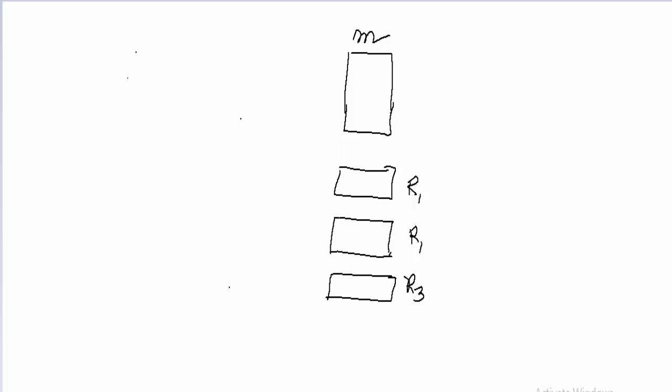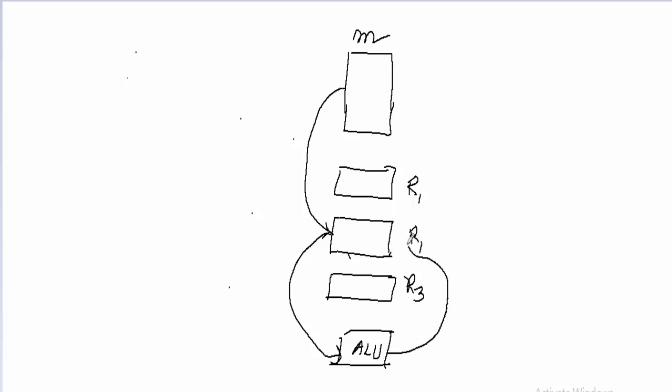And there will be one unit called the arithmetic logic unit in the system, which will perform the arithmetic and logical operations. Now our main purpose is to move the data from memory to register, and then from register to the arithmetic logic unit. After performing that logical or arithmetic operation, we have to put the data back into the register, and from the register into the memory.